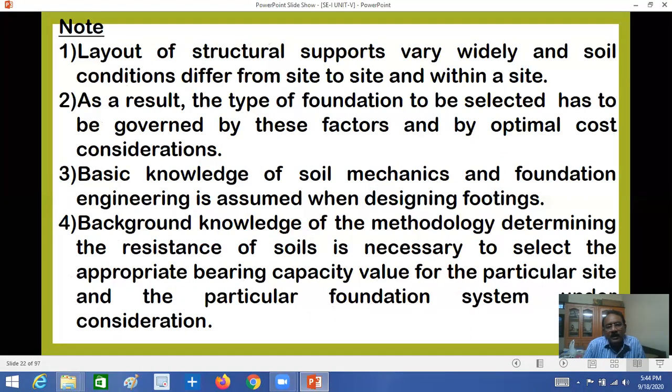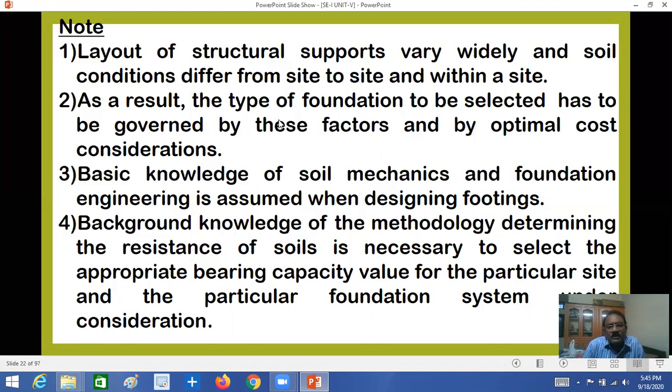This is very important. Basic knowledge of soil mechanics is also very important in the depth of foundation engineering, and is assumed when designing footings. Background knowledge of the methodology for determining the resistance of the soils is necessary to select the appropriate bearing capacity value for the particular site and particular foundation system under construction.